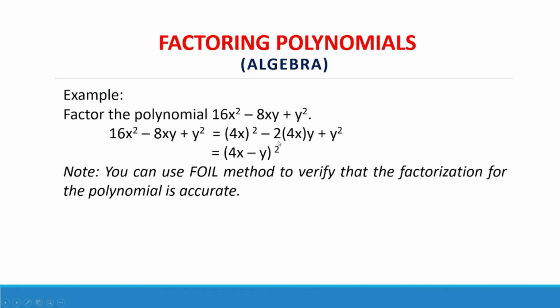This matches a squared minus 2ab plus b squared, and the formula is a minus b squared, where a is 4x and b is y. So the factor based on the square of a binomial is 4x minus y squared. Note, you can use the FOIL method to verify that the factorization of the polynomial is accurate.